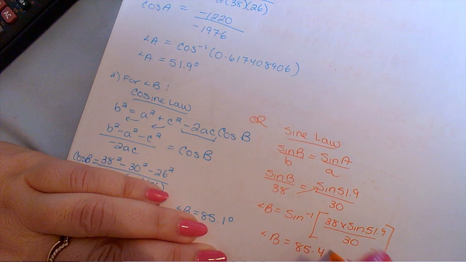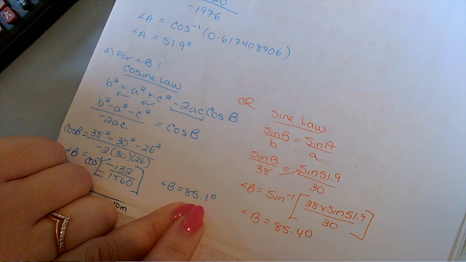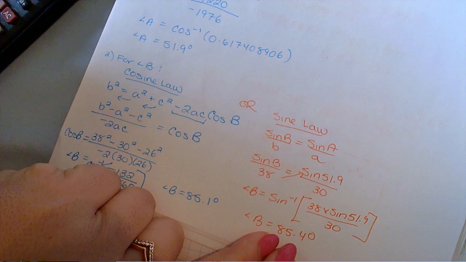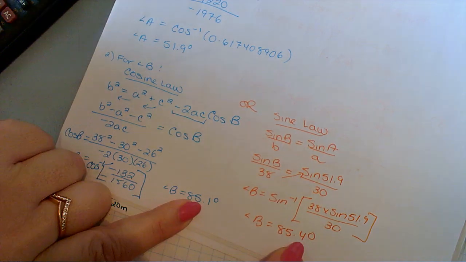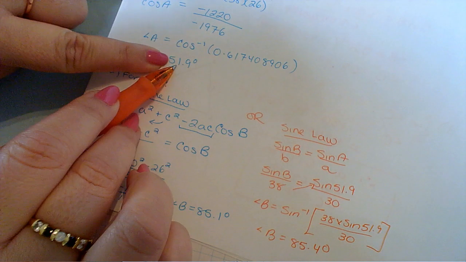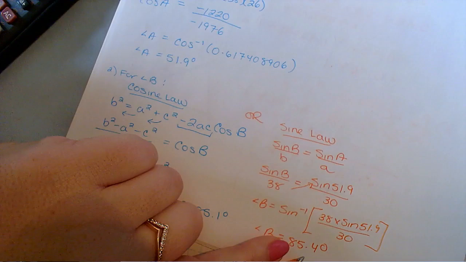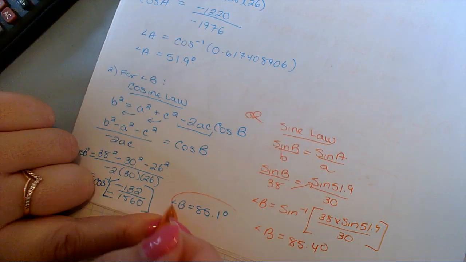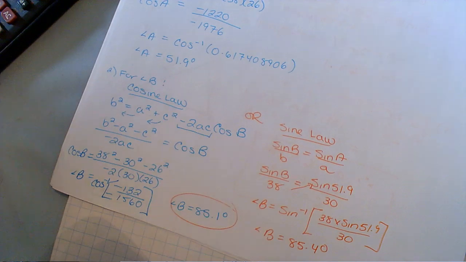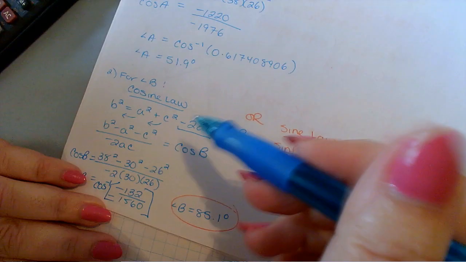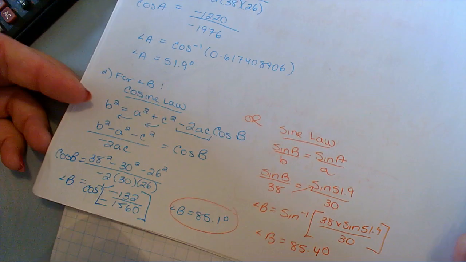So now let's look at our answers. Using cosine law, I got 85.1. Using sine law, I got 85.4. So we're 3/10 off of each other. This is because 51.9 was rounded. So because this answer is rounded, it means this answer is now inaccurate. So you see that little bit of difference. So this is definitely more of an accurate answer because I didn't rely on my previous rounded answer to get this. So I'm going to rely on the 85.1, but I'm just showing you that you had the option of using sine law if you wanted to.